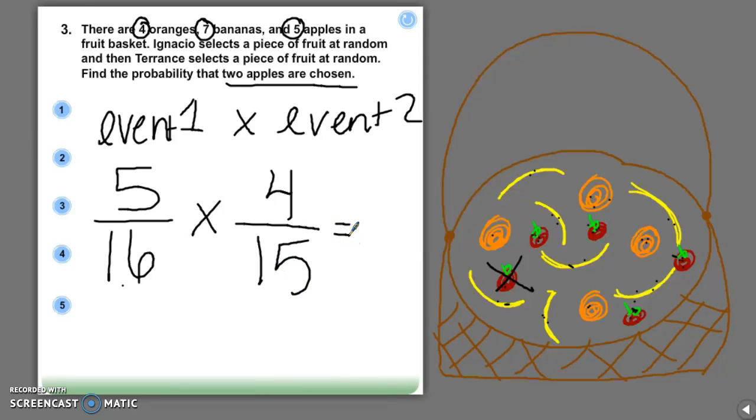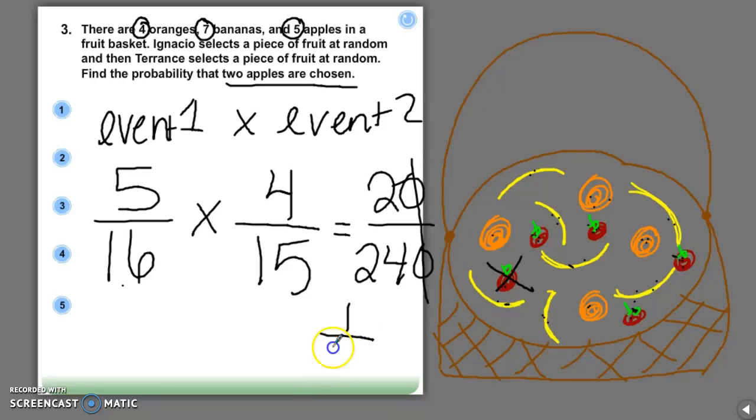So now I can just multiply. 5 times 4 is 20. 16 times 15 is 240. I can reduce this by crossing off my zeros and then simplifying it again by dividing the top and bottom by 2. 2 divided by 2 is 1. 24 divided by 2 is 12. I can then calculate the decimal by taking 1 divided by 12. I get 0.0833, which is 8%.